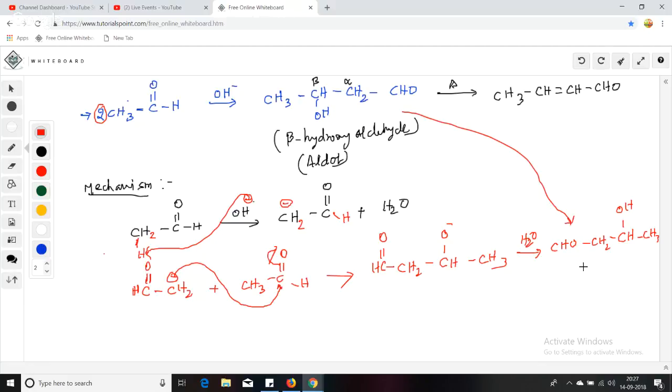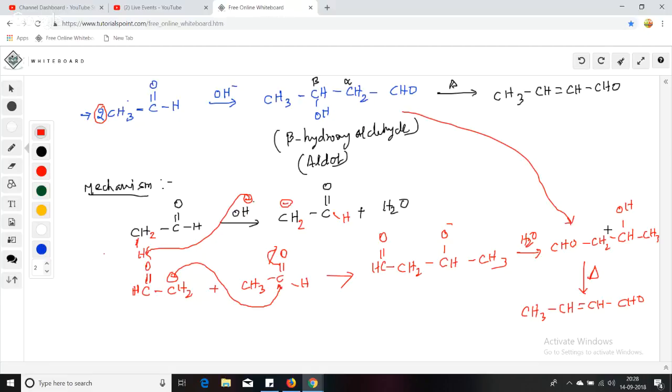Now when you heat this, H and OH come out, and the final product will be CH3 CH double bond CH and CH. Remember one thing: if you do not heat this reaction, then this product won't form. H2O won't come out. We'll end up with beta hydroxy aldehyde or ketone according to our reaction. So this is how the reaction proceeds.